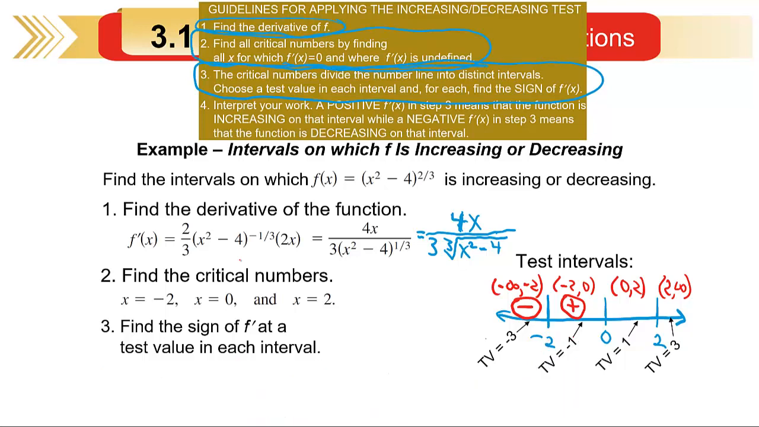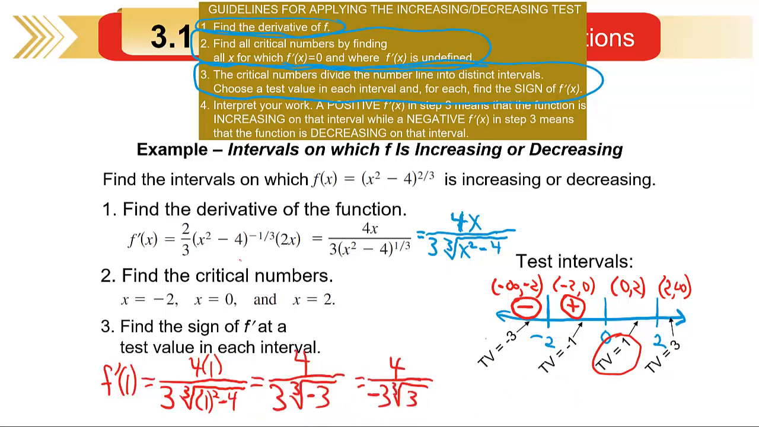Keep going. Now you take the interval between 0 and 2, whose representative test value is 1, plug that in, and you end up with a positive over a negative.